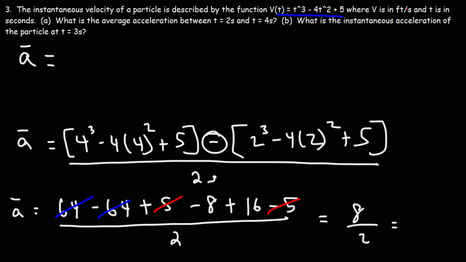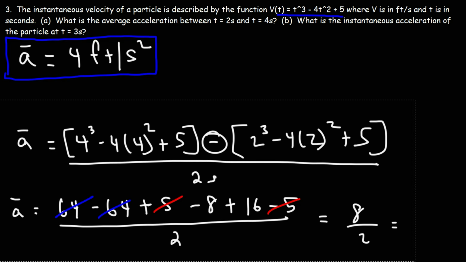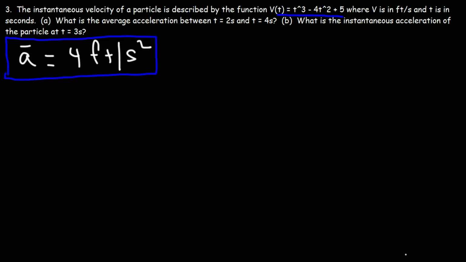Now the velocity is in feet per second, t is in seconds, so the acceleration is going to be 4 feet per second squared. So that's the answer for part A. Alright, so now let's move on to part B.